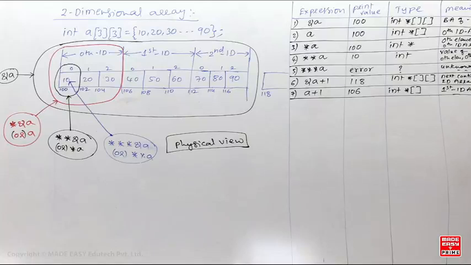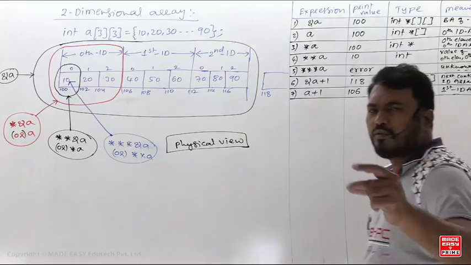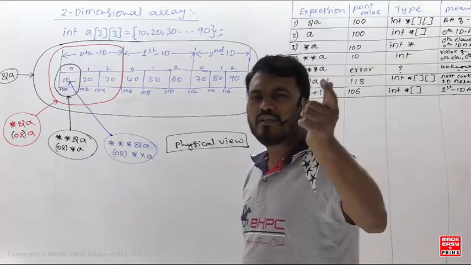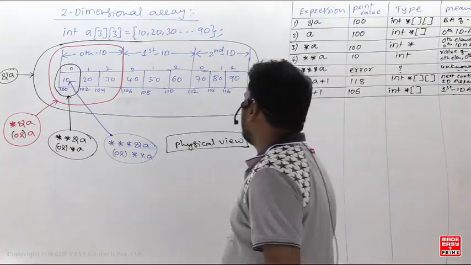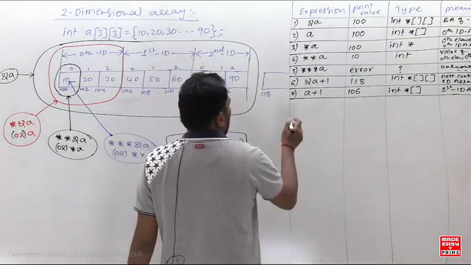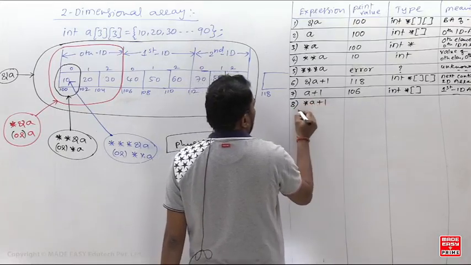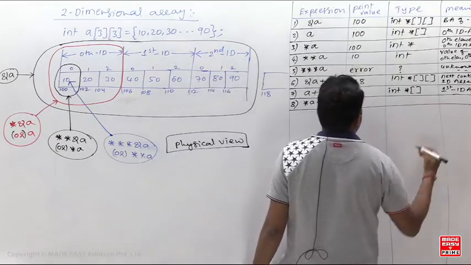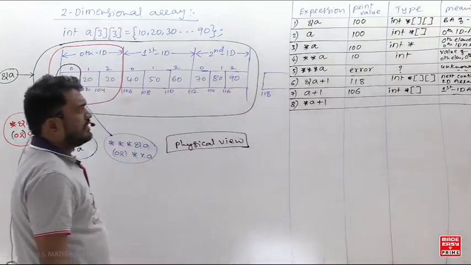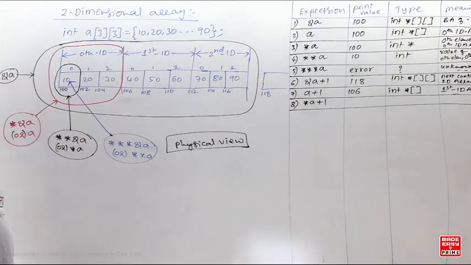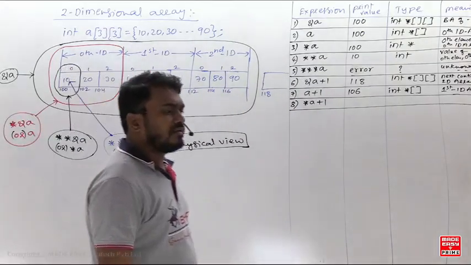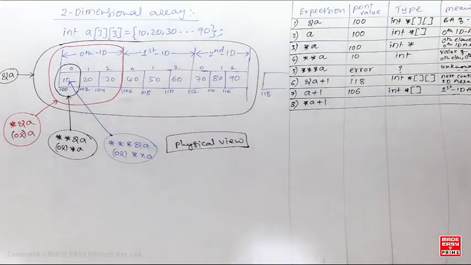Very good, very good. एक बार बोल दिया तो पकड़ लेना. Very good. Excellent. So now tell me next. Star A plus 1. What will print? Next, a GATE question will be done. You are going to solve the GATE question also. Star A plus 1.